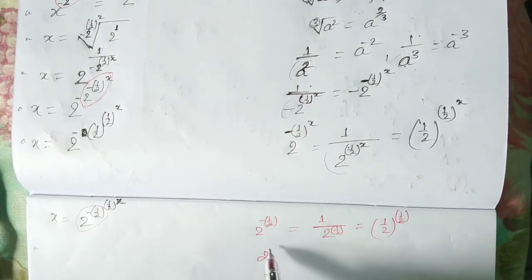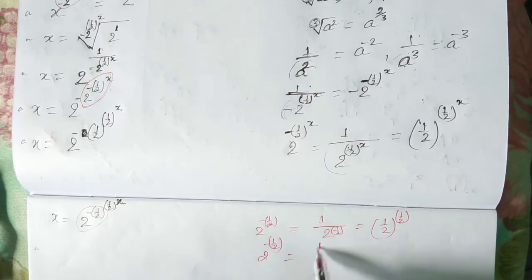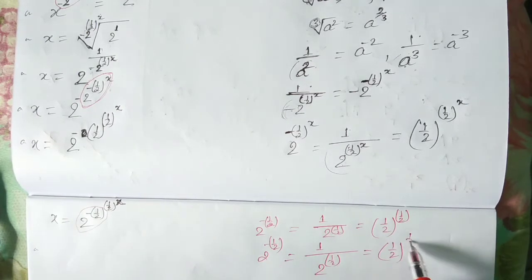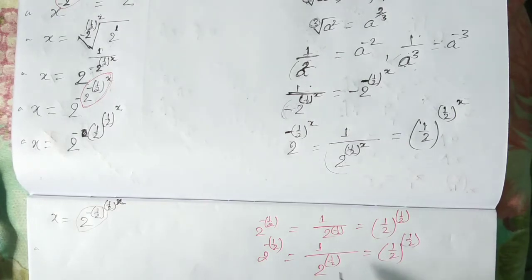See here, if we have 2 to the power negative 1 by 2, then this can be written as 1 by 2 raised to power 1 by 2, and this can also be written as 1 by 2 whole power 1 by 2, because 1 to the power 1 by 2 is the same 1, and 2 to the power 1 by 2 is 2 to the power 1 by 2, as you can see here.